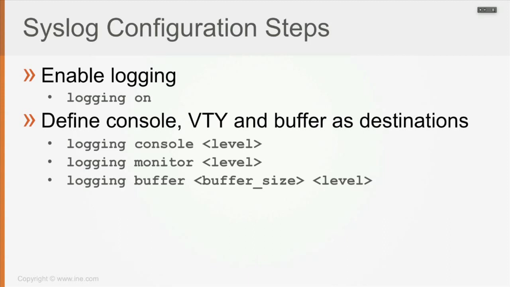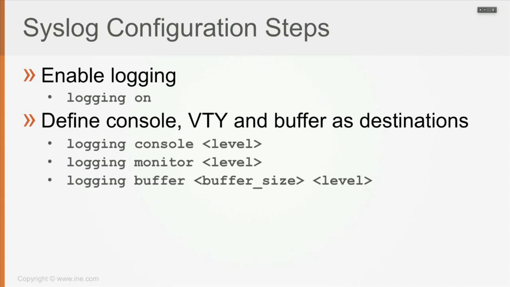You can configure one or all of them with, of course, the proper level. So logging console is going to be in general like logging console notifications or informational. Logging monitor, usually the same thing, notifications or informational. And logging buffer could be debugging. And with logging buffer, we can also configure not only the level of logging, but also the buffer size. Because depending on the debug you want to run, you may need to have a larger buffer to make sure that all of the debug output can be retained by the router in the buffer.